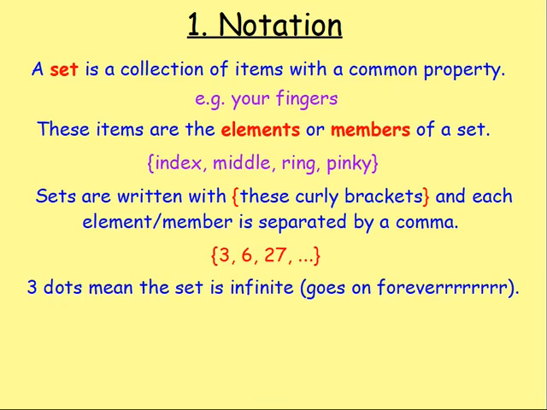So, starting off with notation. A set is a collection of items with a common property, such as your fingers on the end of your hand. These items are known as elements or members. So the elements or members of your fingers would be the index finger, your middle finger, your ring finger, your pinky. Sets are written with these curly brackets, and each element or member is separated by a comma, such as this. And the 3 dots on the end means that the set is infinite. It would go on and on and on forever.